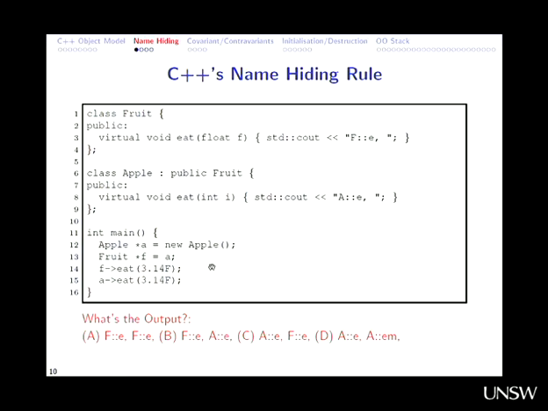What's the output? So if we call f pointing to eat, this is a fruit object. We call eat. Is F-E or A-E going to be called, remembering that the base type is an apple? So you're saying A-E. We think that A-E is going to be printed out on that line. And the next line, a pointing to eat, so apple pointing to eat, 3.14f. You're going to say it's also A-E?